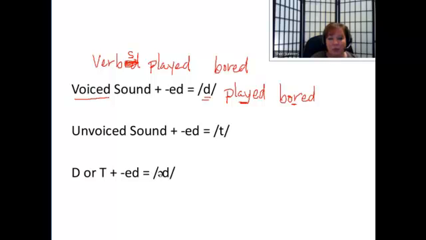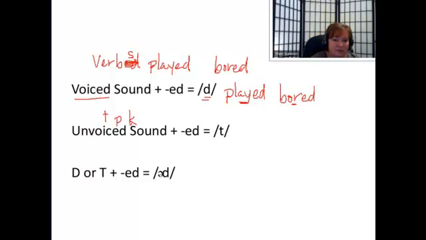Played, bored. Now, if you have a word that ends with an unvoiced sound, either sounds like the T and the P and the K sound. When you put your hand on your throat, if you test this out, you'll notice that you don't feel any vibration in your throat. That's because your voice box isn't moving. And when you have a word that ends with one of these unvoiced sounds, the ED will sound like T.